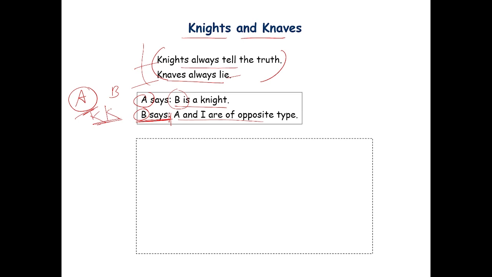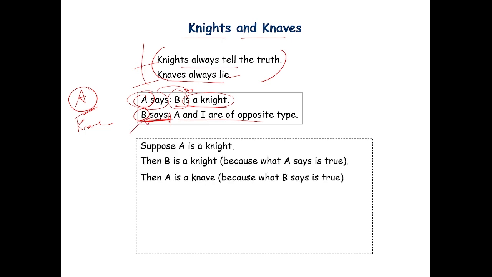So our previous assumption that A is a knight must be false. He is a knave. Okay, he's a knave. So whatever the knave is saying must be false, like they always lie. So B is not a knight, B is also a knave. That is our answer.